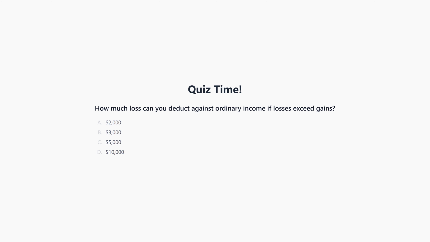It's quiz time. Here's a question for you. How much loss can you deduct against ordinary income if losses exceed gains? Your options are $2,000, $3,000, $5,000, and $10,000. You may pause the video now to think about the answer. We will discuss the answer in the next section of the video.